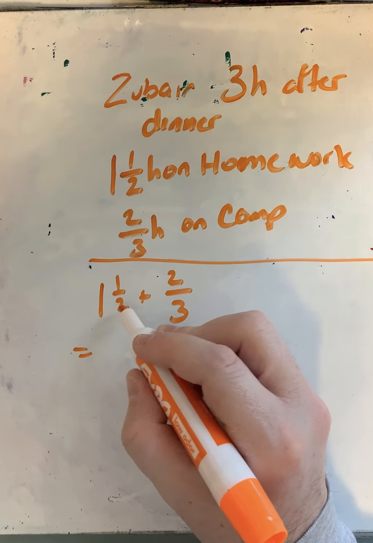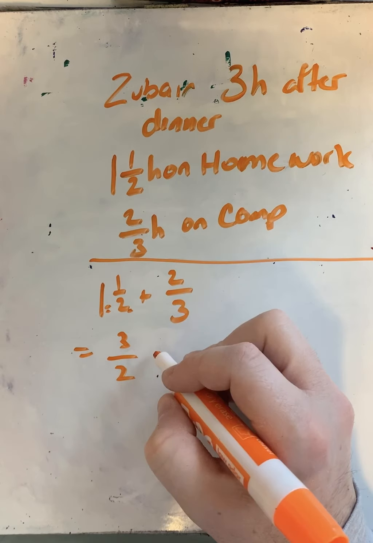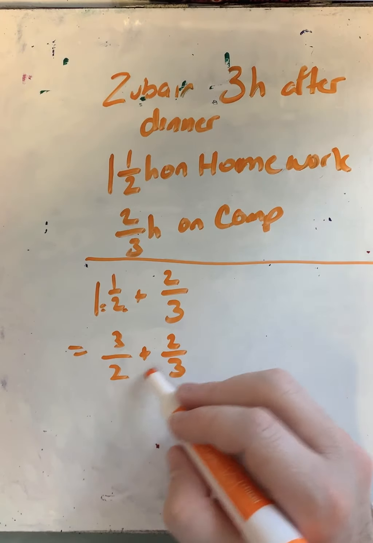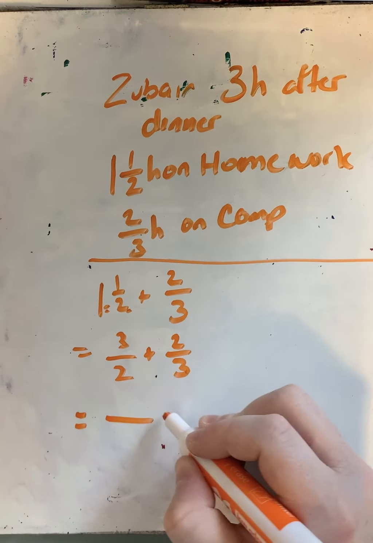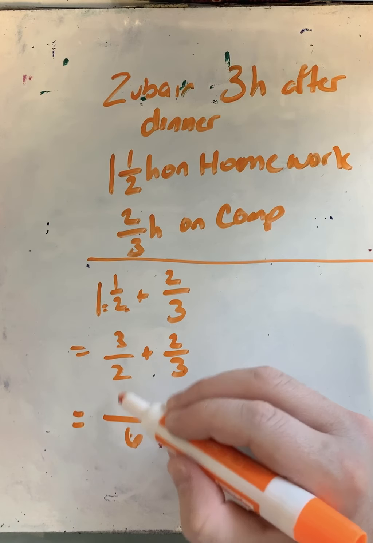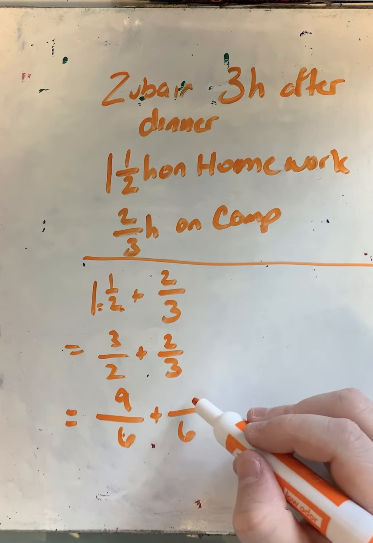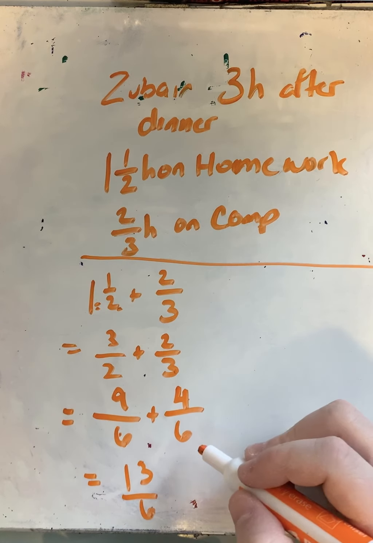So turn it into a mixed number. 2 times 1 is 2 plus 3. So 3 over 2 plus 2/3. We know that 2 and 3, we're going to count up a 3, 3, 6. That's our winner. 2 times 3 is 6. 3 times 3 is 9. 3 times 2 is 6. 2 times 2 is 4. We're given 13/6.